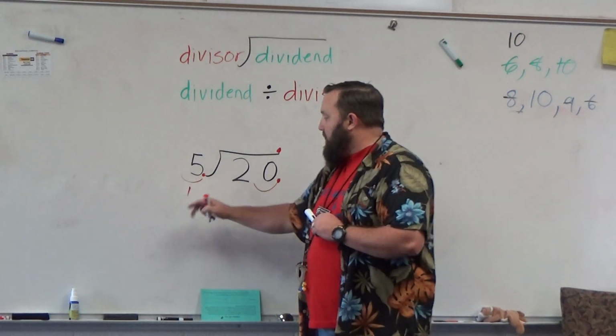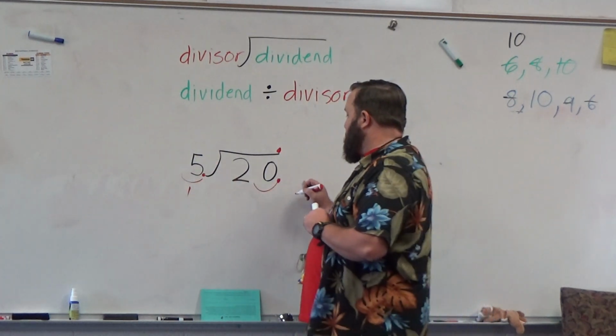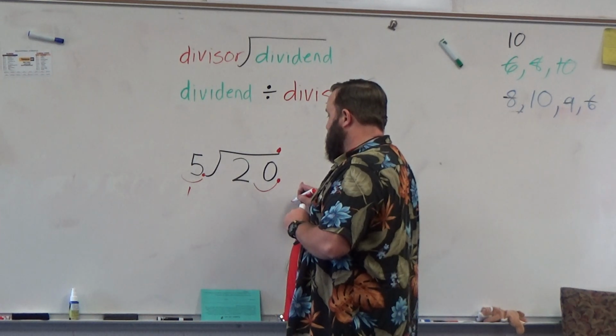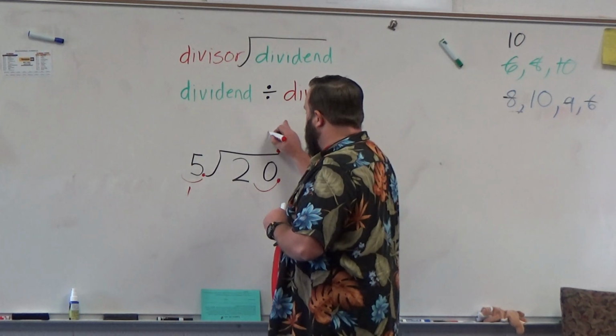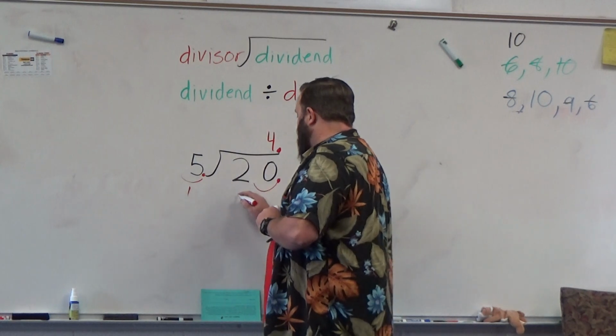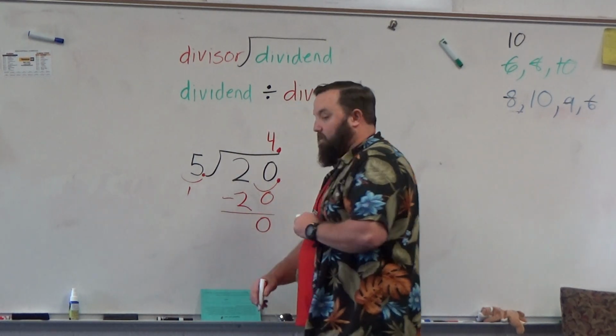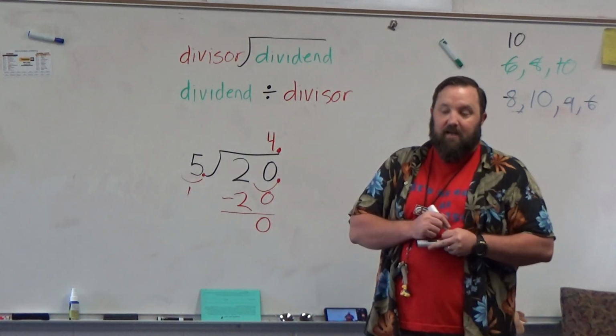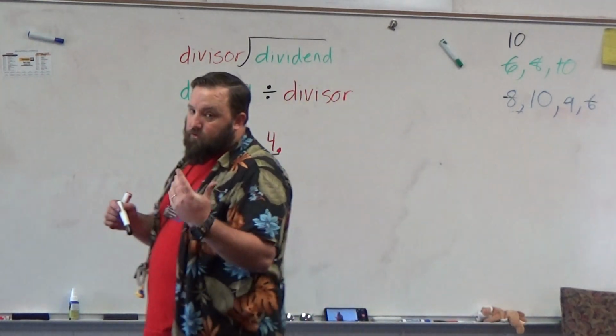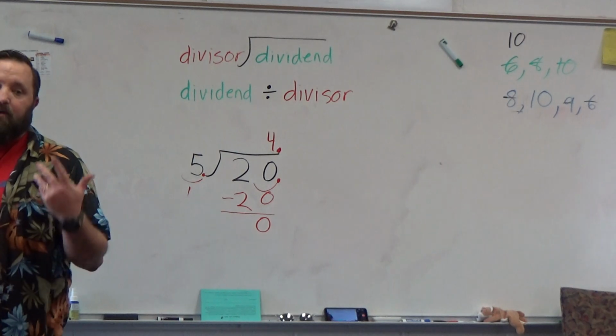Now, everybody should know 5 goes into 20. How many times? 5 goes into 20 4 times. 4 times 5 is 20 with 0 as a remainder, okay? Listen, guys, this is a problem. I'm going to do number 6 on the tutorial. It was a problem today.